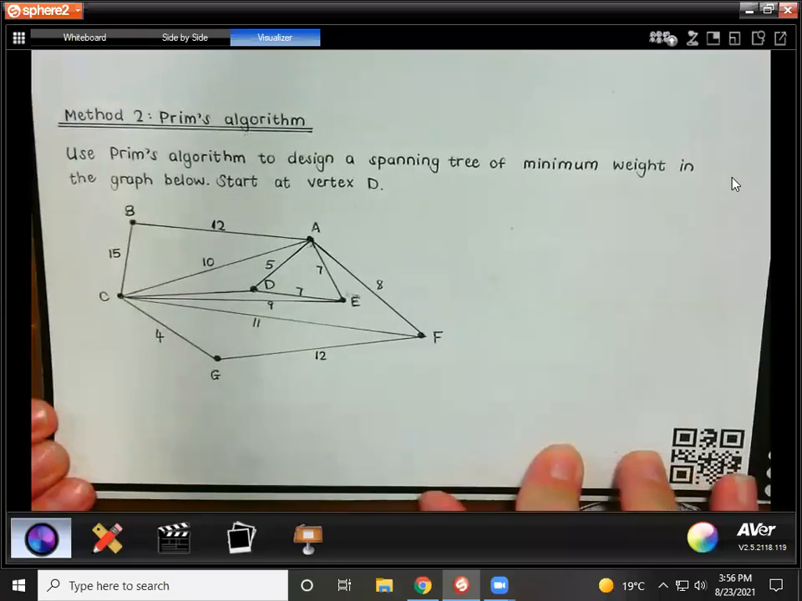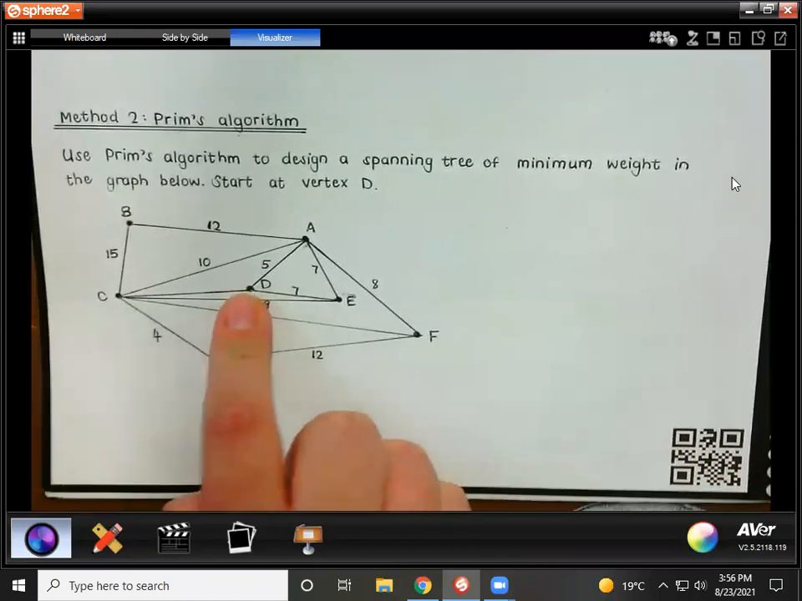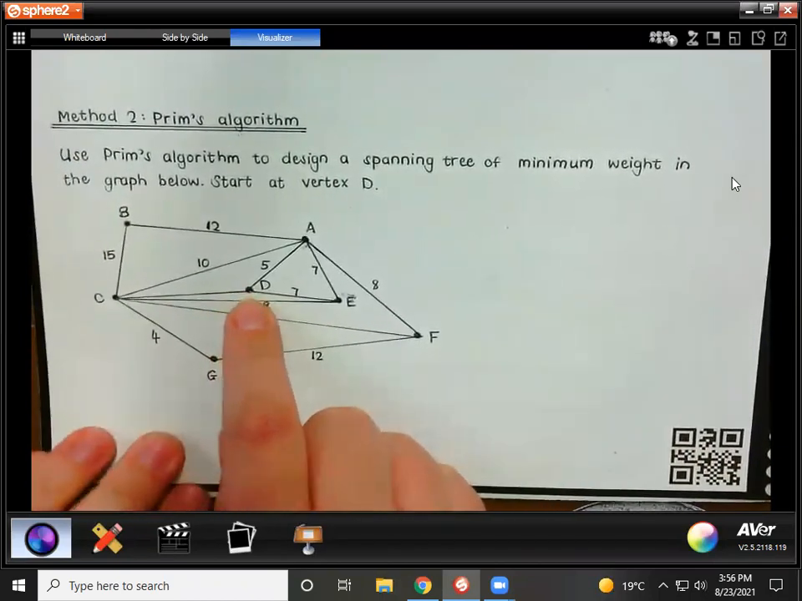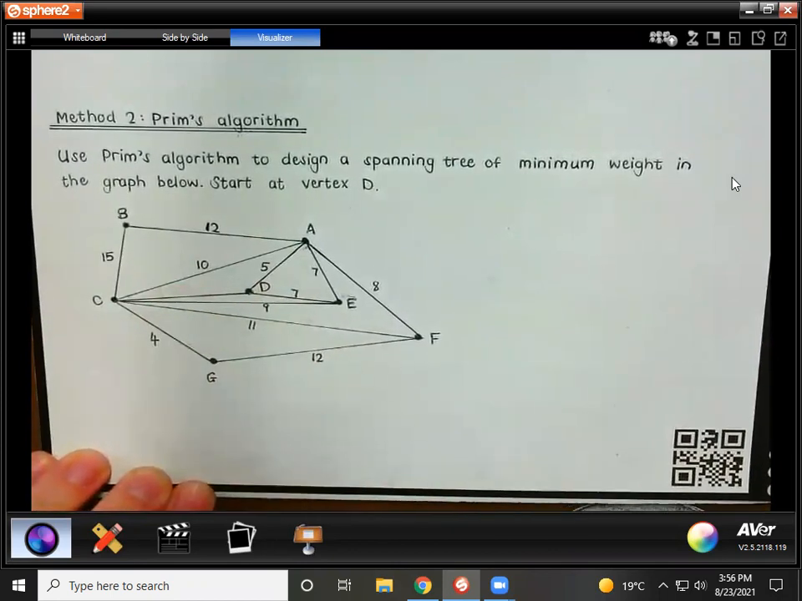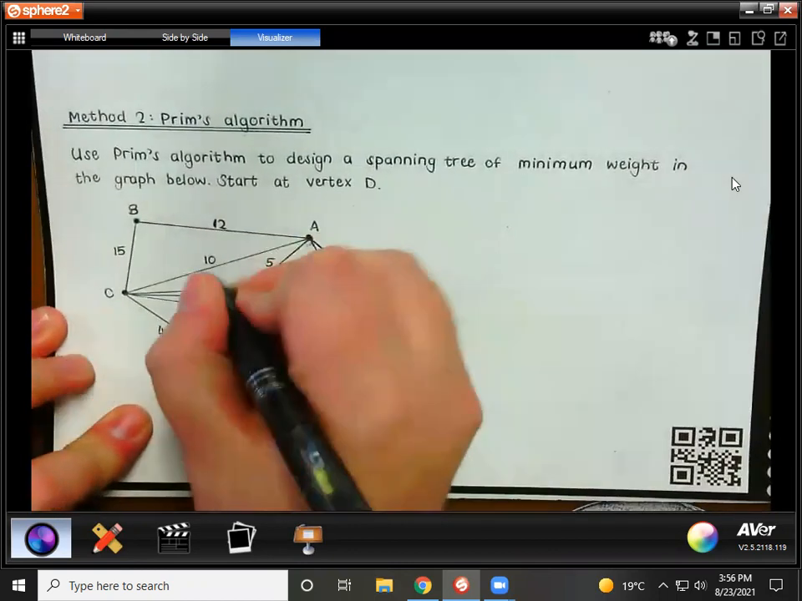Okay, so they told us that we must start at vertex D. Now from vertex D, we need to choose the edge that is connected. Oh, I didn't fill in this length here. What is this? 8. Apologies.